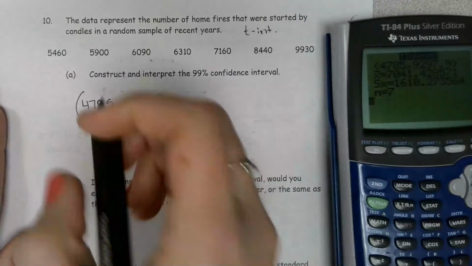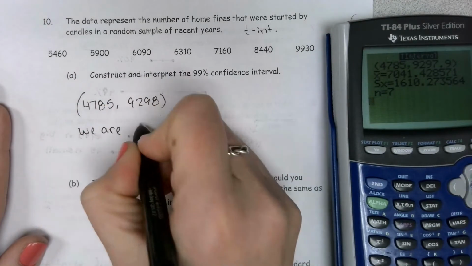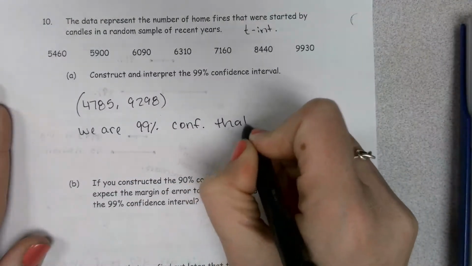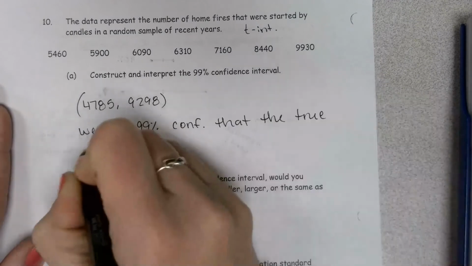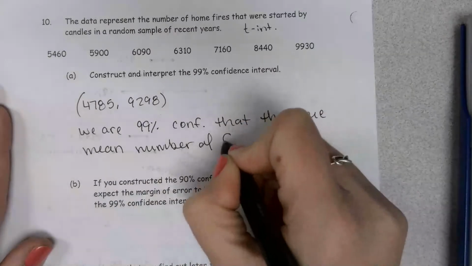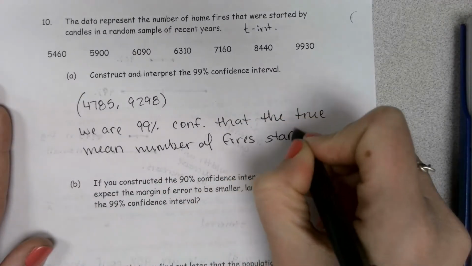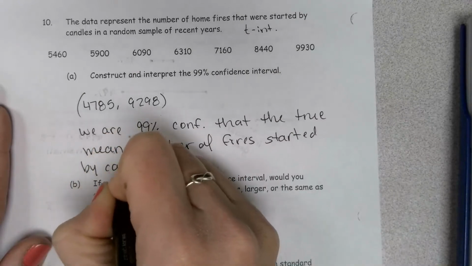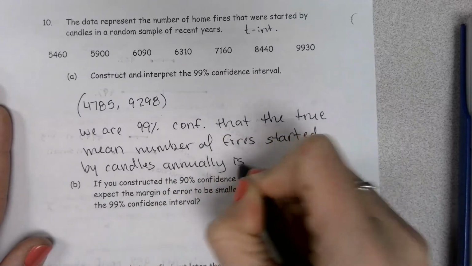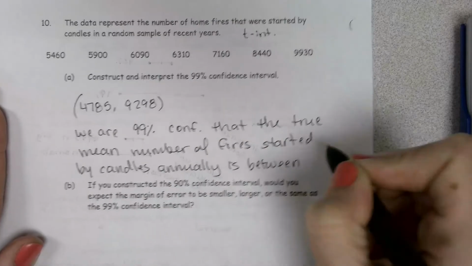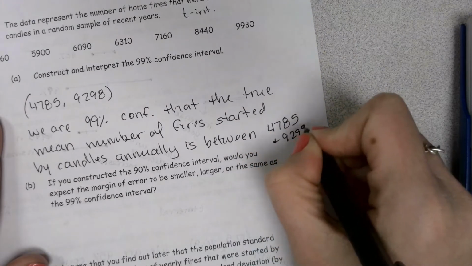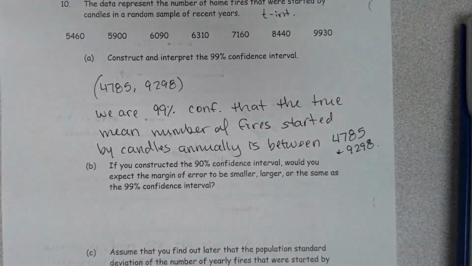So the interpretation: we are 99% confident that the true mean number of fires started by candles annually is between 4785 and 9298. So there's our interpretation.